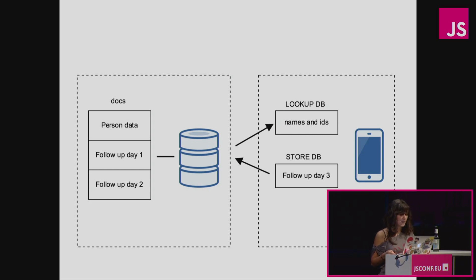But basically, we created an index in the remote database with names and IDs. And we were requesting that index and manually creating a local database, this lookup database. And that's all the mobile phone needs from the remote database. The rest of the work you can do offline, and the phone can add more follow-up information. And it can be synchronized once you have internet.